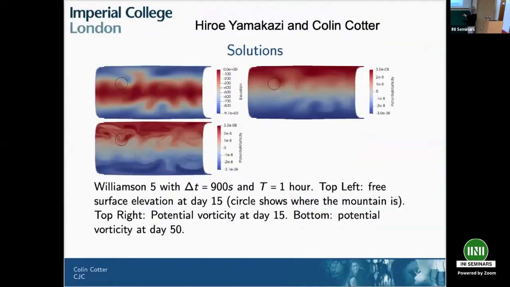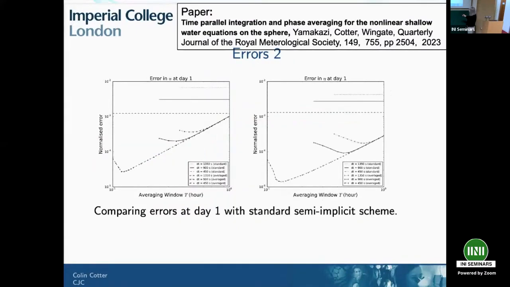There's a couple of new directions. Hiroe and Colin Cotter have used this coarse propagator, this coarse time stepping method, without any time parallelism, not the parareal method. There's other time parallelism in here, which I'm not going to go into. It's actually on the sphere in Firedrake, and I just want to show you the error. You would think that by introducing this averaging we would get much higher errors than standard methods, but in fact it's significantly lower.